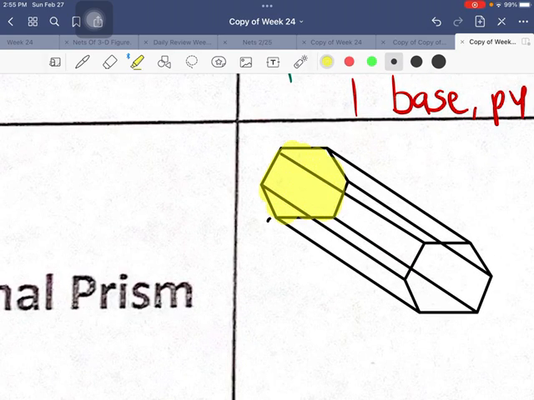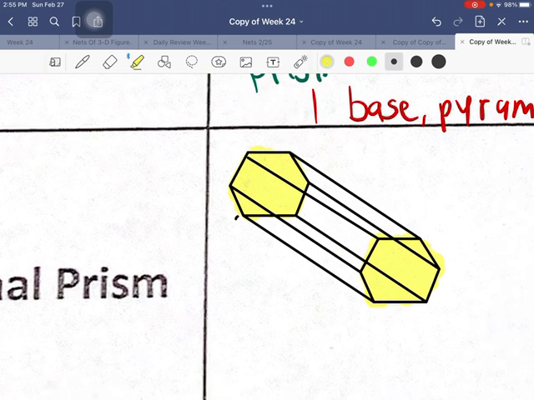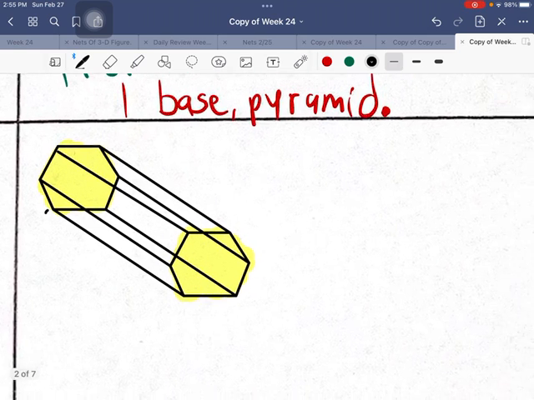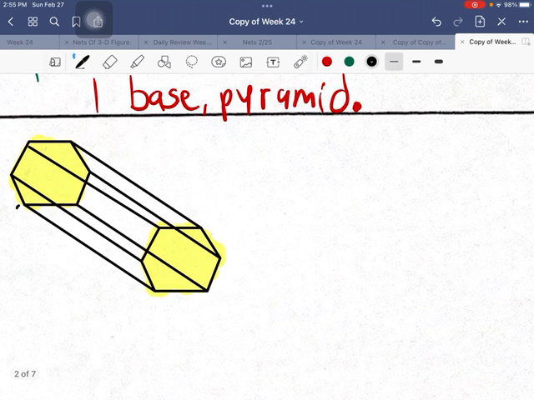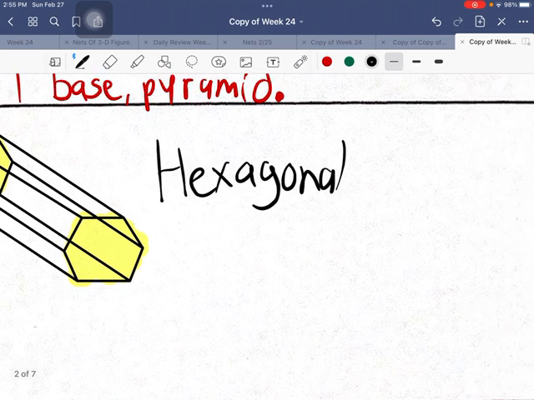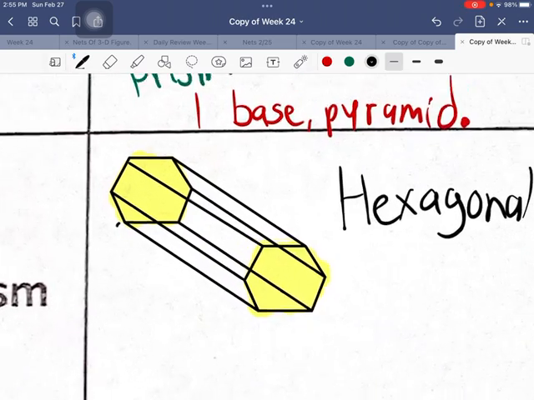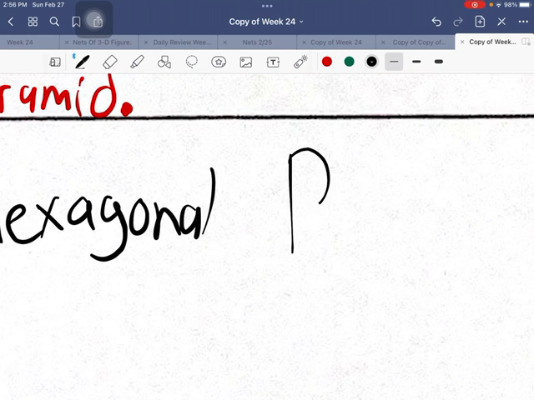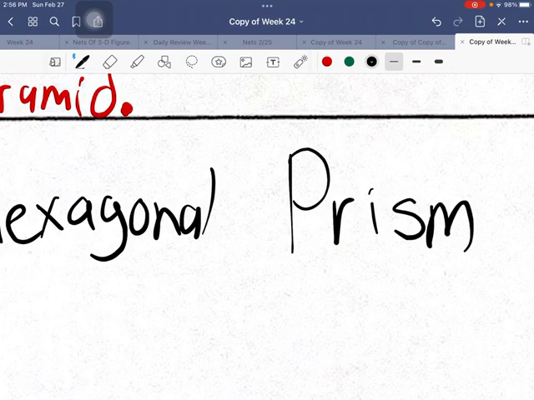Now, hexagonal prism. What are the bases? What do I have less of? Hexagons or rectangles? What do you think? Well, obviously, sir, hexagons. Okay, so the name is going to be hexagonal. Now, I don't know if it's going to be a prism or pyramid. What do you think? Well, how many bases do I have? Una o dos? 1, 2. If I have 2, that means it's going to be a prism.